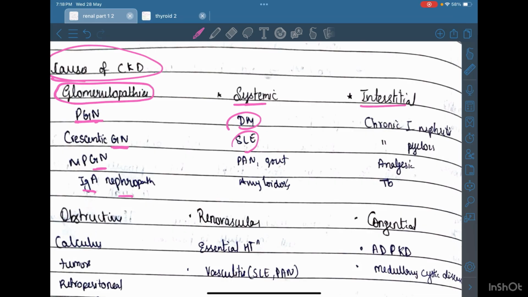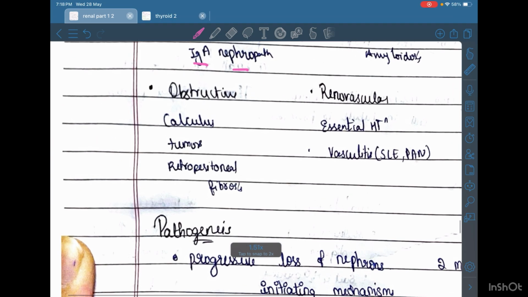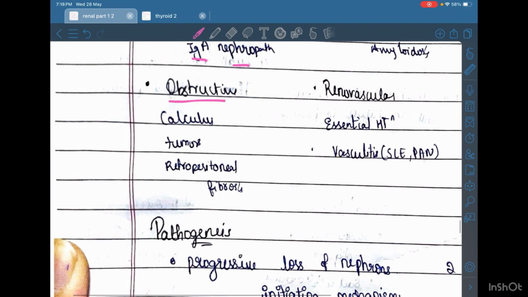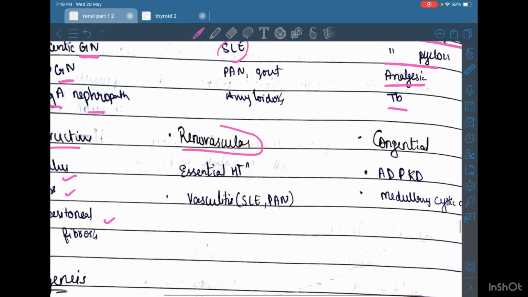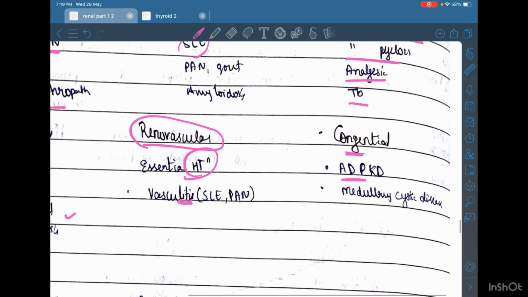In interstitial, it can be chronic interstitial nephritis, chronic pyelonephritis, analgesic nephropathy, TB, everything. Then obstructive, it can be calculus, tumors or retroperitoneal fibrosis. Then renovascular, it can be essential hypertension or vasculitis. Congenital, it can be adult polycystic kidney disease and medullary cystic disease.